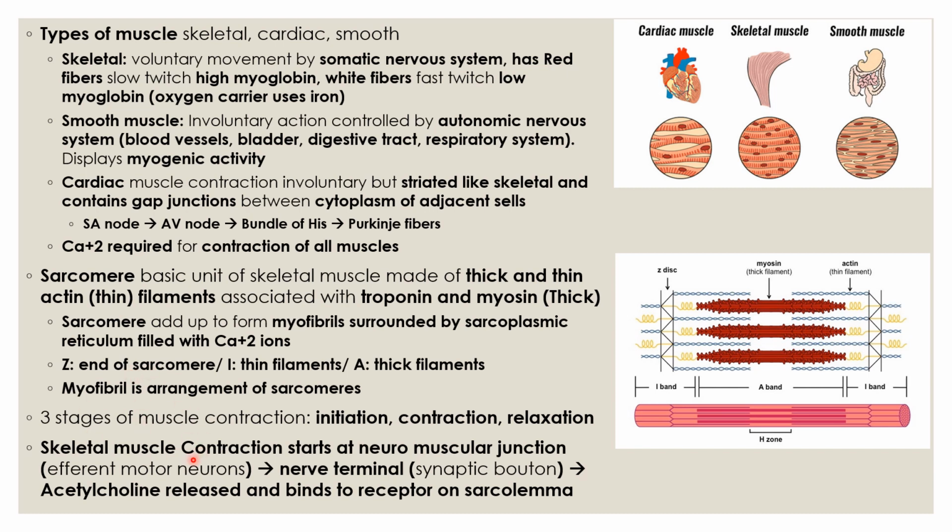The three stages of muscle contraction are initiation, contraction, and relaxation. Now we're just going to speak briefly about skeletal muscle contraction, which starts at the neuromuscular junction, which has the efferent motor neurons. It transports signals to the nerve terminal, known as the synaptic bouton, which triggers acetylcholine release, and the acetylcholine binds to receptors on the sarcolemma for contraction and relaxation.